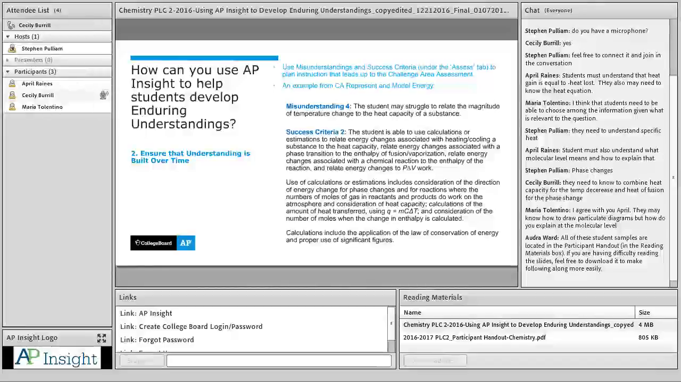Okay. So the success criteria is simply a document in AP Insight that tells the students where the bar is in this particular topic. What do they need to know? What are the key concepts? What are the main ideas that they need to know in that particular challenge area? It will help line up those misunderstandings with the success criteria. And I think that's valuable information not only for us as teachers, but for our students as well.